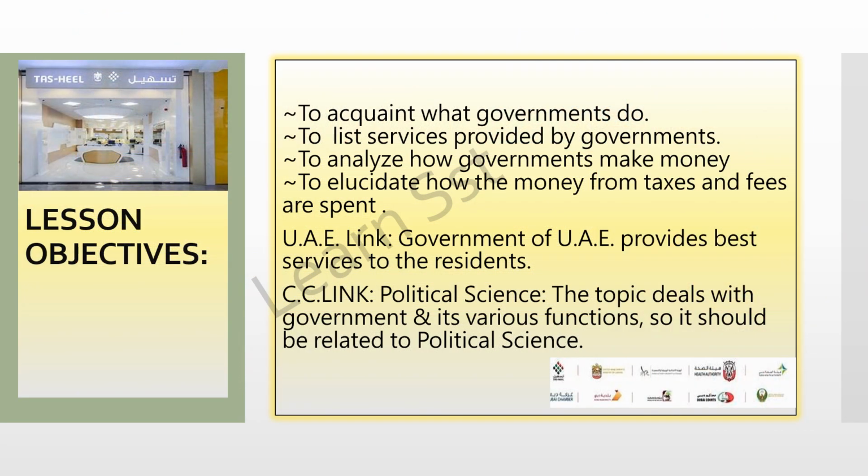These are the lesson objectives: to acquaint what government does, to list services provided by governments, to analyze how governments make money, and to elucidate how the money from taxes and fees is spent. The U.A.E link: the Government of U.A.E provides the best services to the residents. The CC link: it's linked with political science. The topic deals with the government and its various functions, so it needs to be related to political science.